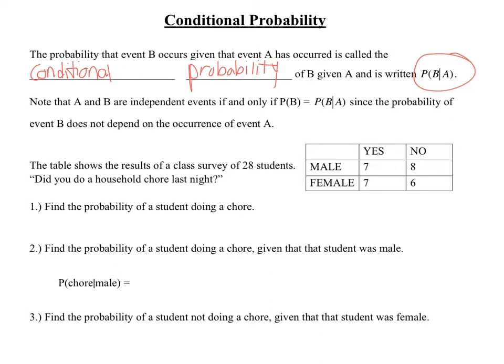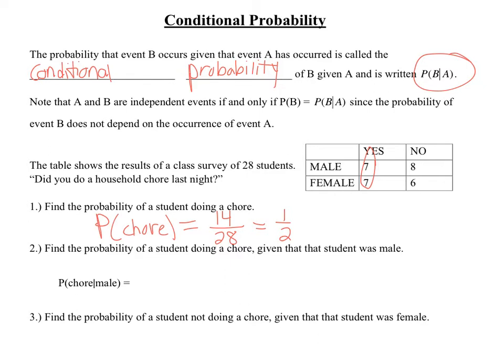The table shows the results of a class survey of 28 students. They were asked, did you do a household chore last night? First thing we're asked to find is the probability that a student did a chore. The probability of a student doing a chore. 14 students said yes, they did a chore out of the total 28 students who were polled. So half of the students did a chore last night, half did not.